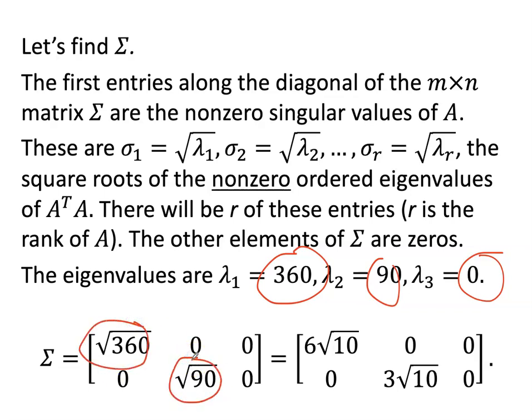Square root 360, square root 90, that makes up the diagonal of this matrix, and everything else is 0. We can simplify square root of 360 and square root of 90 in this way, and so we get sigma equals 6 root 10, 0, 0, 0, 3 root 10, 0.